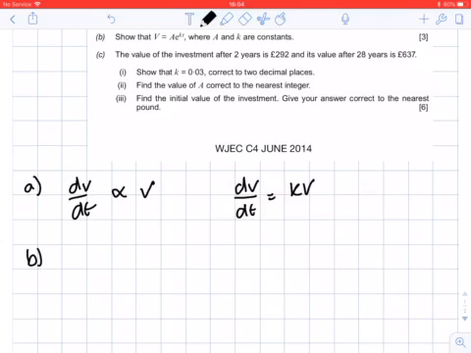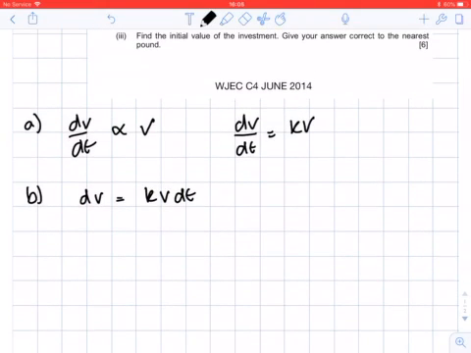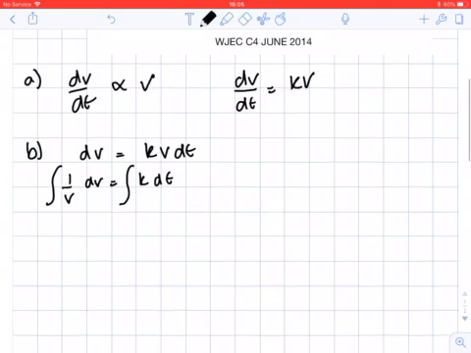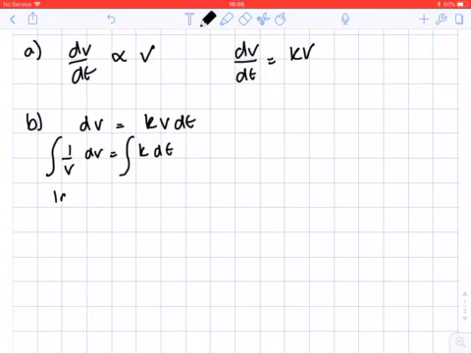Well, we go back to our previous video, and what we need to do now is separate out the variables. So the first thing I'm going to do is multiply through by dt. So I get dv is equal to kv dt. Dividing through by v, I get 1 over v dv is equal to k dt. Now, if you recall, at this stage, we've got our v's on one side, t's on the other. So I'm going to integrate both sides. And the integral of 1 over v is the natural log of v, and the integral of k is just kt plus c. Remember, the constants are all going to be pushed over to one side.